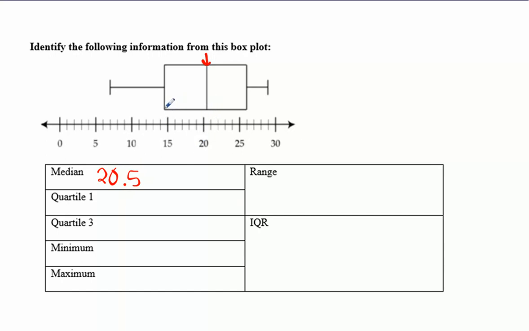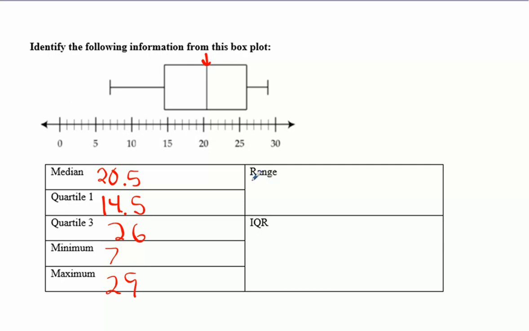My quartile 1 looks like 14 and a half. Again, being really picky about it. On a quiz or test, I might be a little more lenient. Quartile 3, it looks like exactly 26. My minimum looks exactly 7. My maximum looks exactly 29.